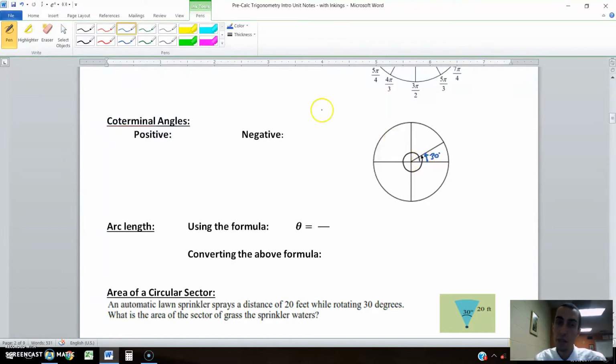So in a sense, this would be, let me do this one in green, it's going to be at least 30 degrees and then another full spin around. Well, the full spin around is 360. 30 plus 360 is 390 degrees. So 30 and 390 are what are called coterminal angles because they are angles with the same terminal side.